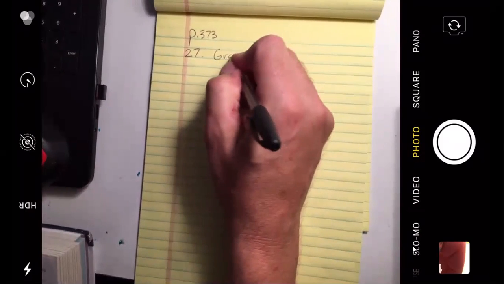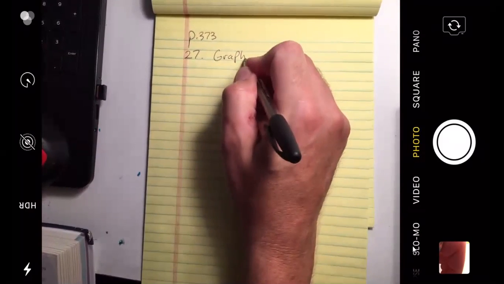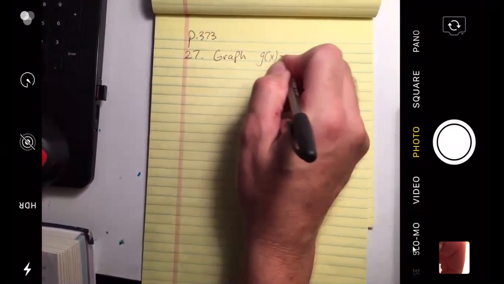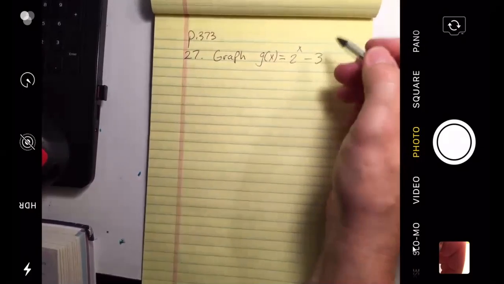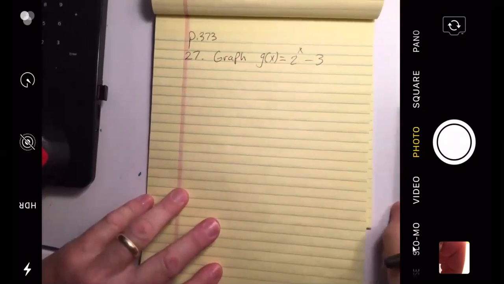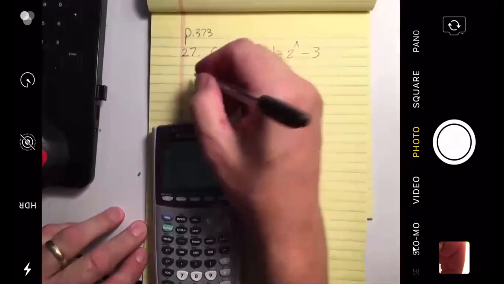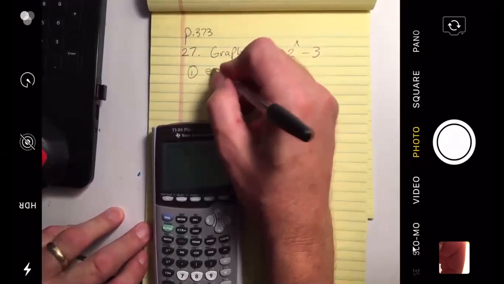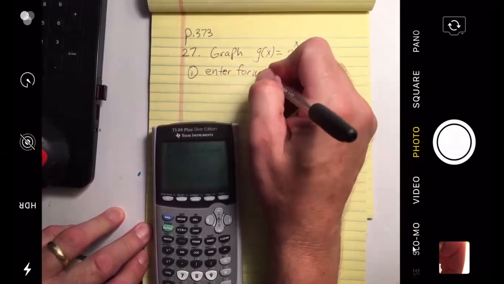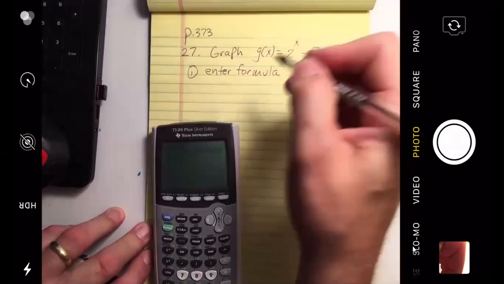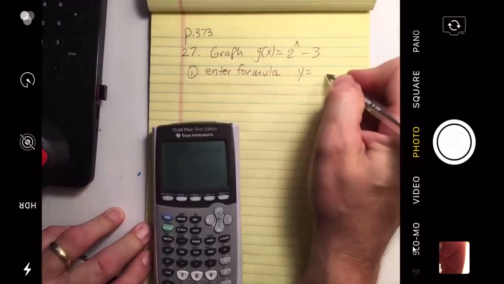Okay, it says graph g of x equals 2 to the x, subtract 3. All right, to graph, number 1, enter your formula. Hopefully you did some graphing on these things in college algebra, but just to remind you, you enter your formula in y equals menu.